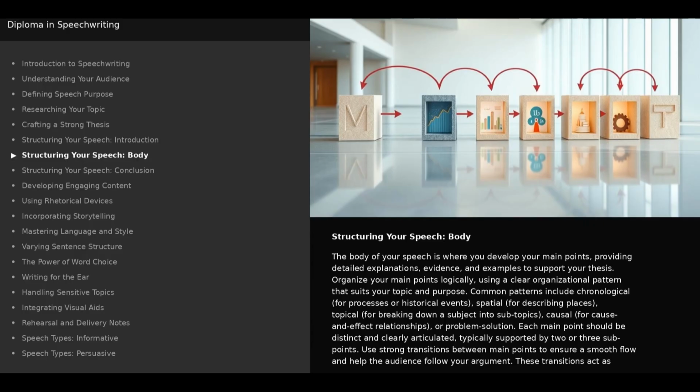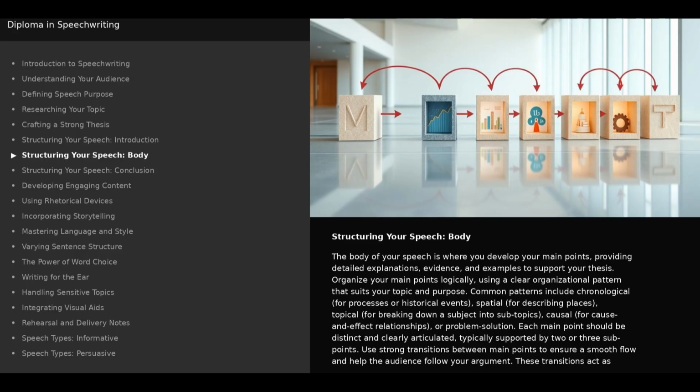Structuring your speech. Body. The body of your speech is where you develop your main points, providing detailed explanations, evidence, and examples to support your thesis. Organize your main points logically, using a clear organizational pattern that suits your topic and purpose.